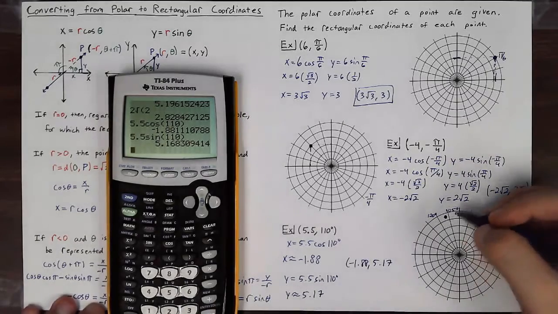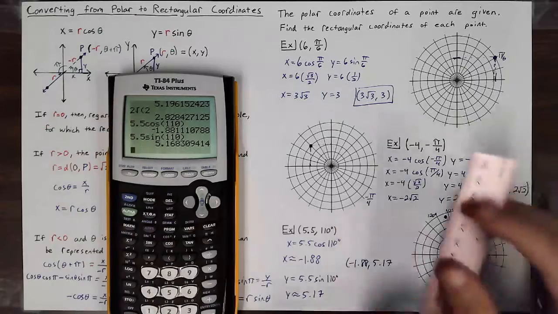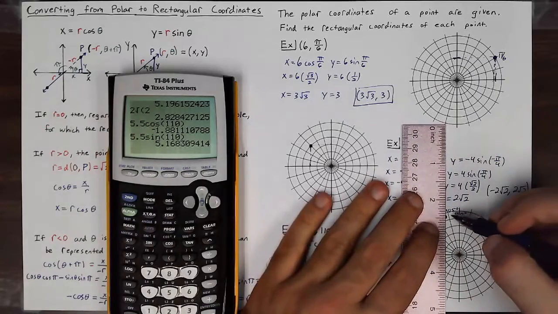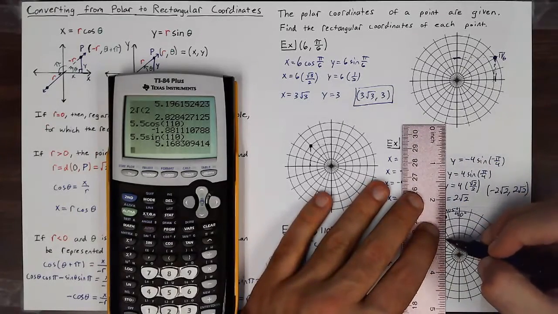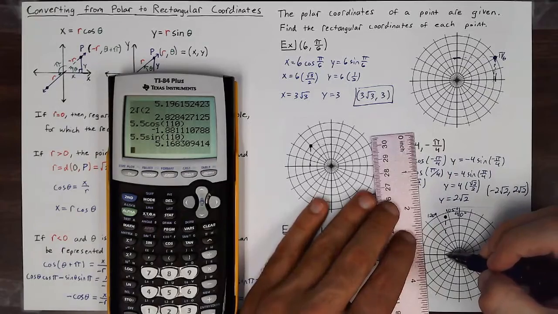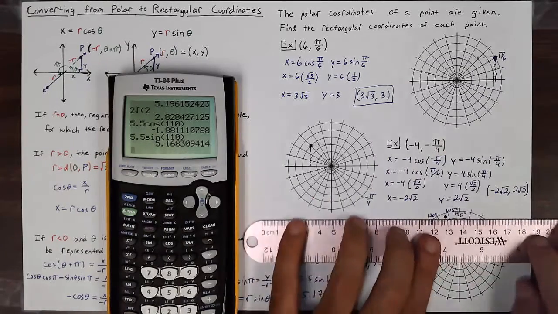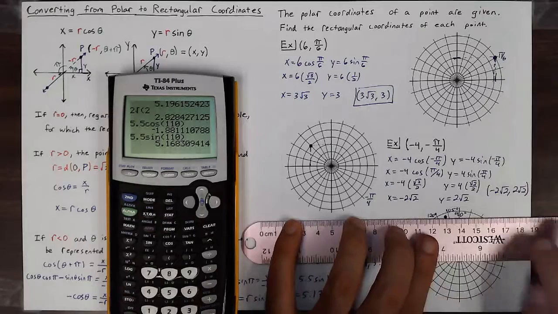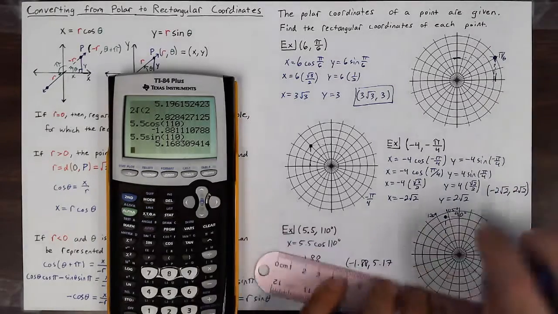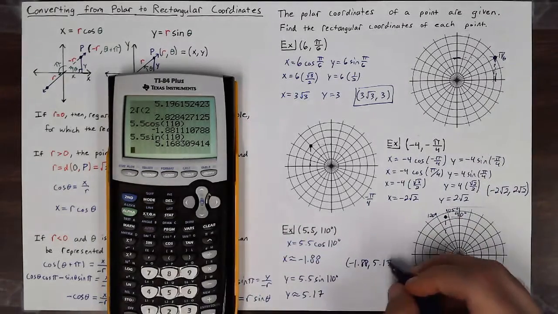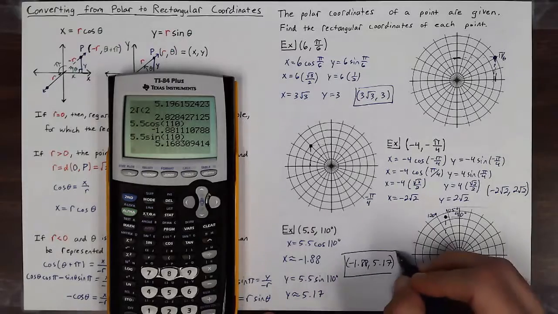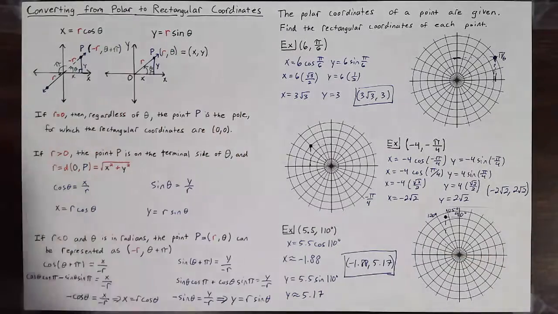We are in the second quadrant, and if I were to drop a vertical from that point to the x-axis, it is just a little bit inside the radius of 2. If I drop a perpendicular from the point to the y-axis, it is just past 5, so 5.17. That does make sense for the answer. And that is how you convert from polar to rectangular coordinates.